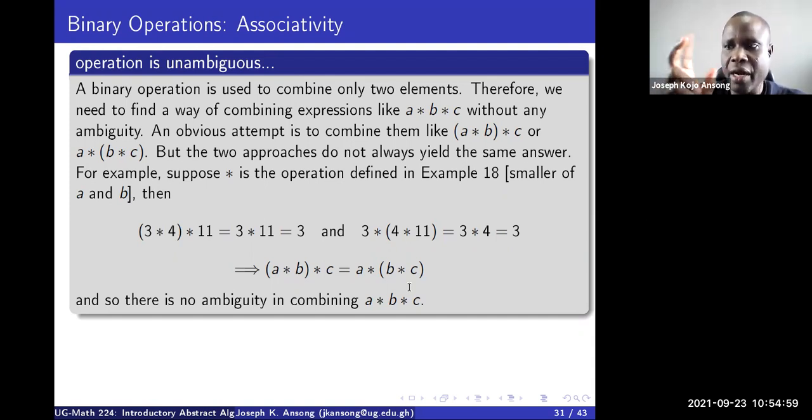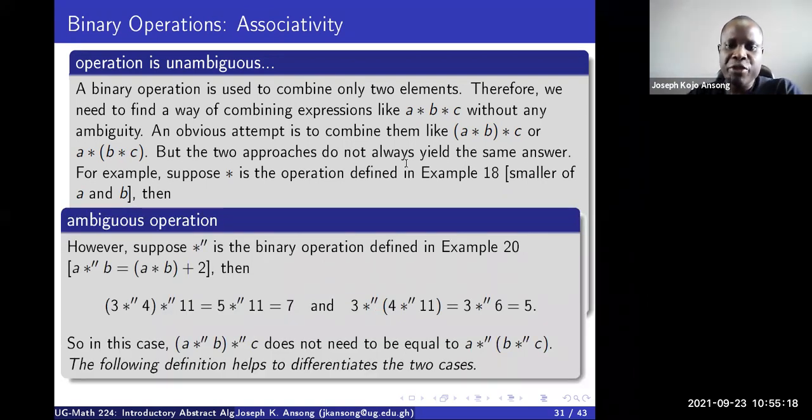The point is that if I know that it is associative, then I don't have to worry about the combination that I do first. It doesn't matter whether I compute BC first or I do AB first, you see? So that is why it is important to know whether an operation is associative or not, okay? To remove any ambiguity in your computations.